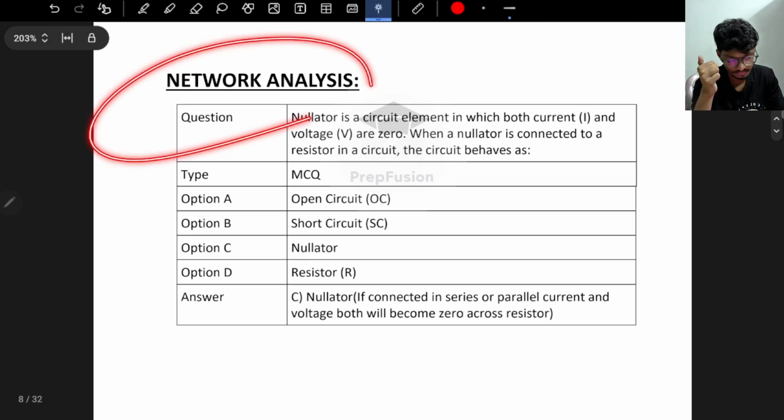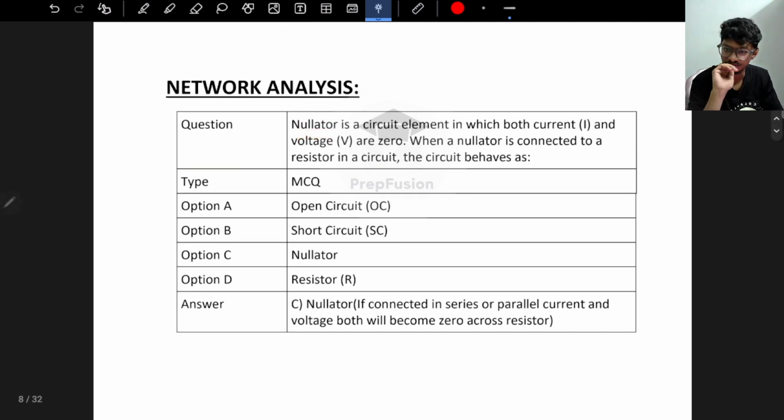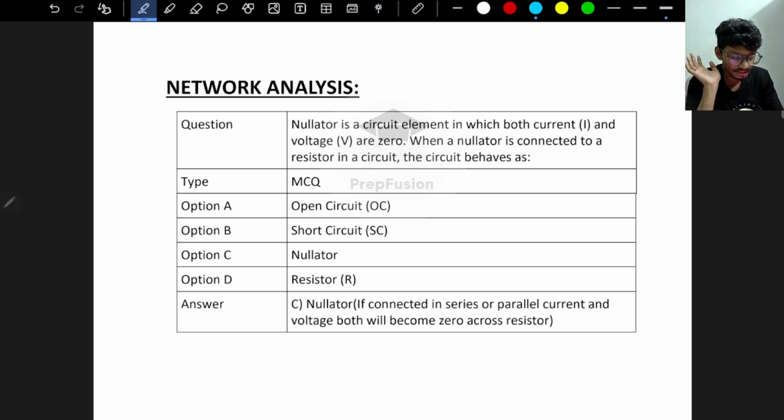Next is network analysis. This is just a statement-based question, a new type of question they have given, nothing else. Basically they are saying that a nullator is a circuit element in which both current and voltage are always 0. If a resistor is connected with it, I don't know whether it is connected in series or parallel, but it doesn't matter. This is the nullator, some element nullator.